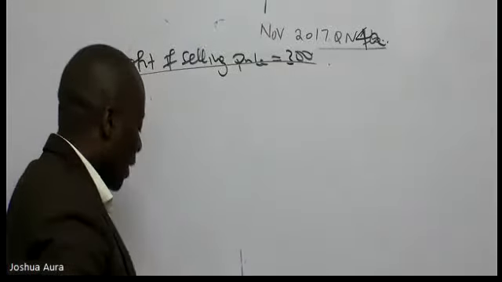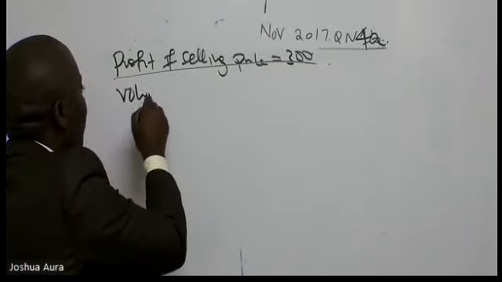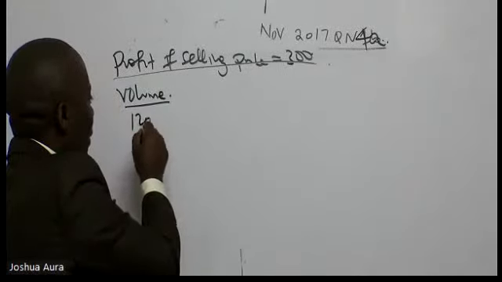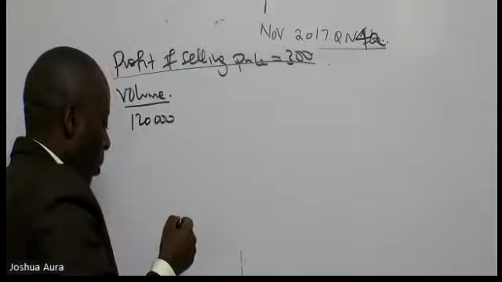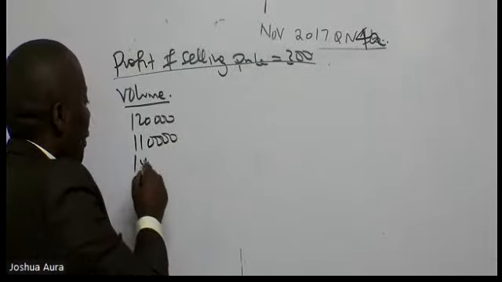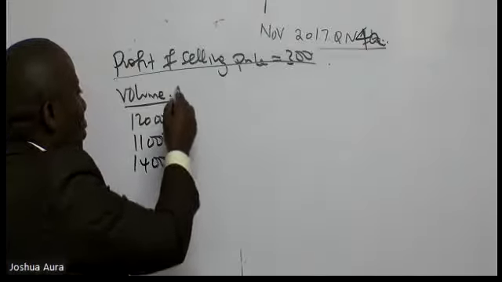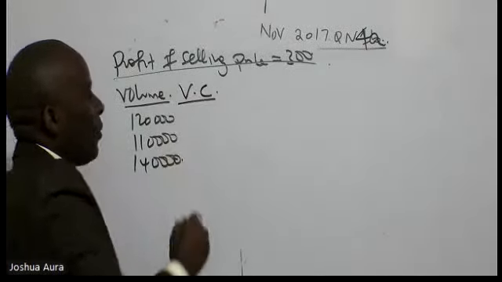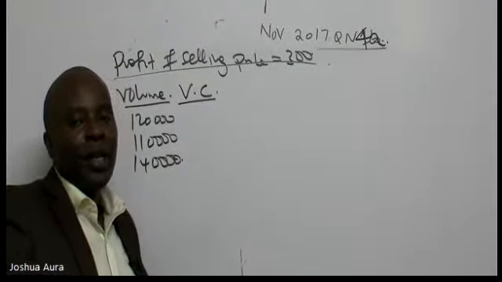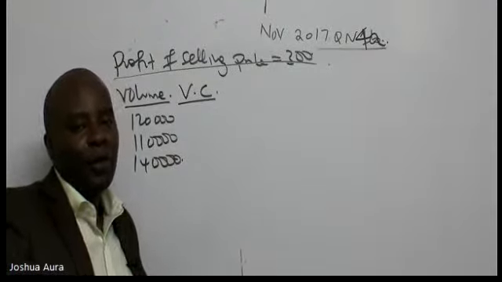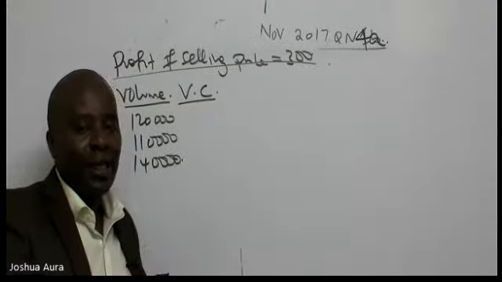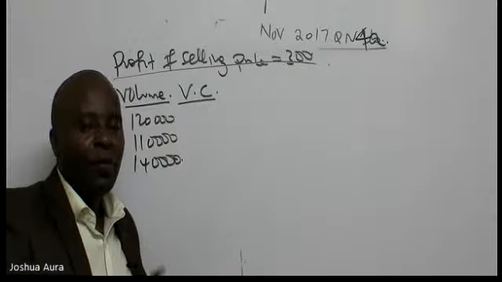3 possibilities here of volume. So volume could either be 120,000, 110,000, 140,000. So create a column here of variable cost because it is the only technical thing that we have. Otherwise, every other thing flows very nicely.